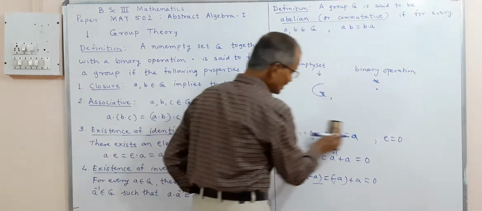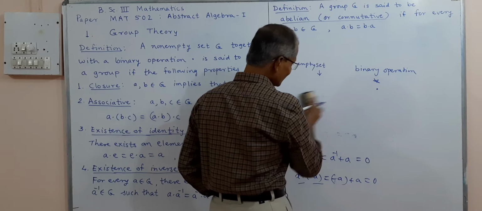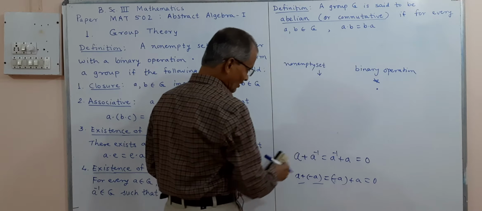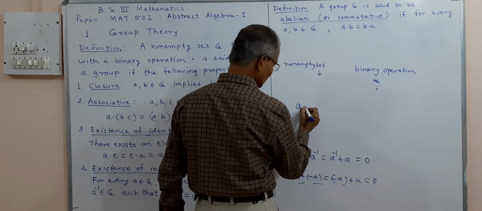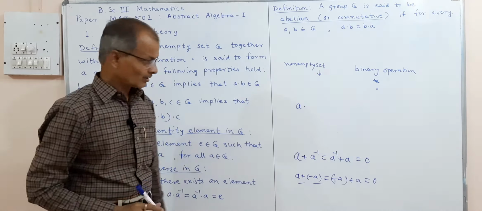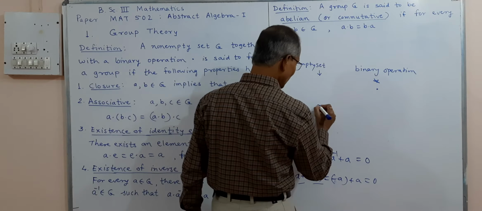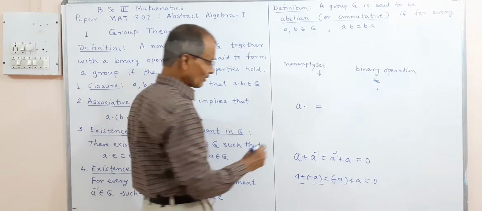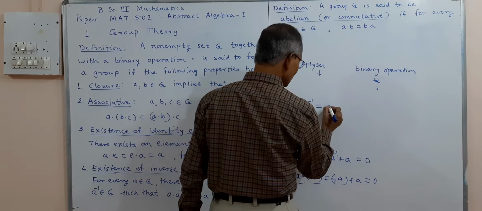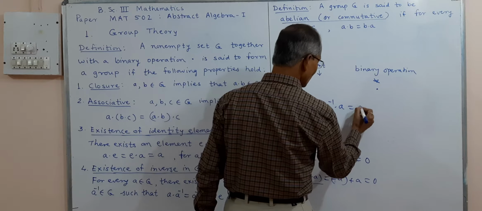And if you consider multiplication, the inverse will be different. Now for multiplication, instead of usual addition, we are considering multiplication. We may denote it by dot. And what is the multiplicative identity? That is 1. And therefore, A into A inverse is equal to A inverse into A is equal to 1.